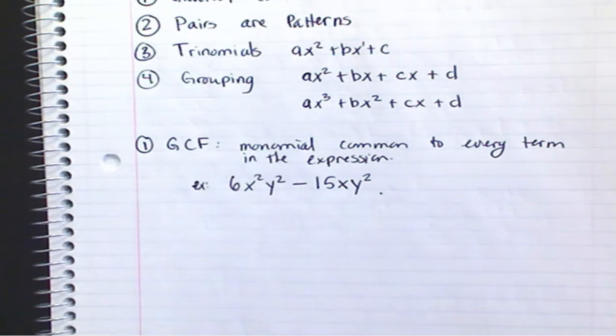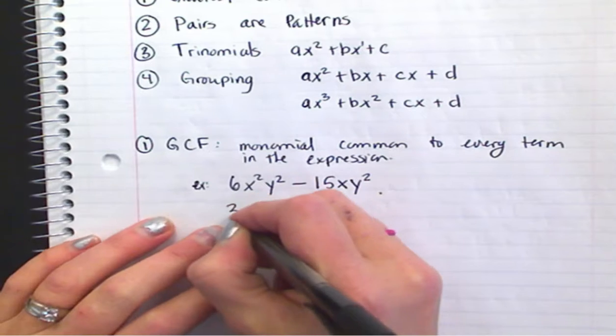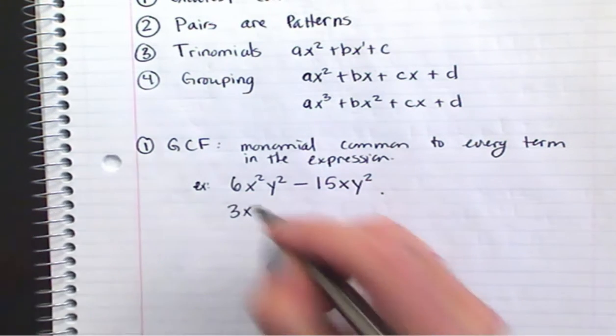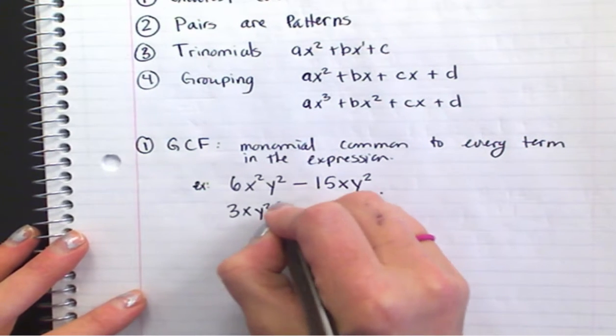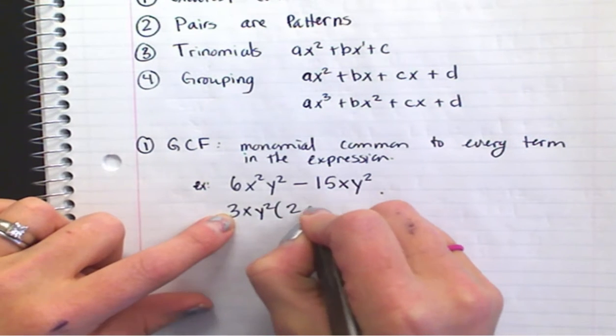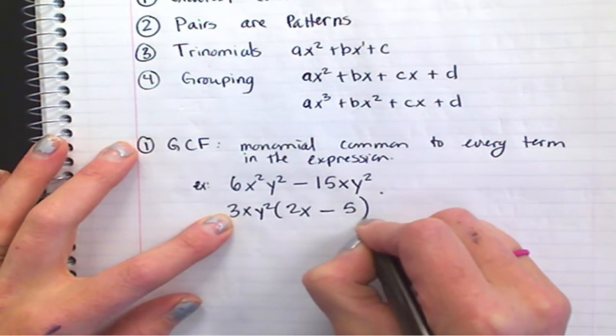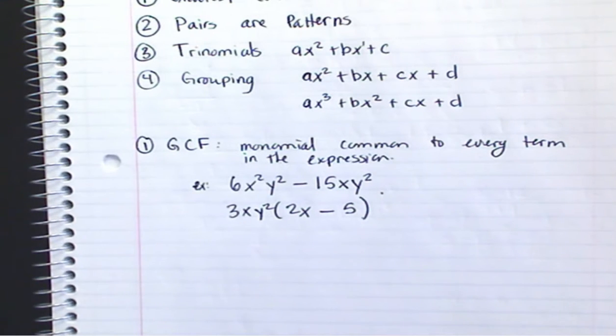It's common to 6 and 15. You can just say it. 3. Okay, 3. X squared and x. What's common? X. Yeah. Okay. Yep. Y squared. Great. What's left? That's it. Why is it a number 1 on my list? You have to do it first.